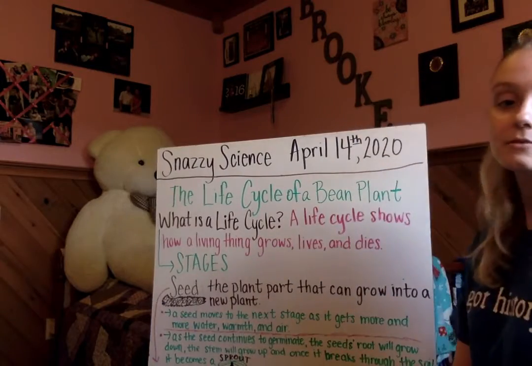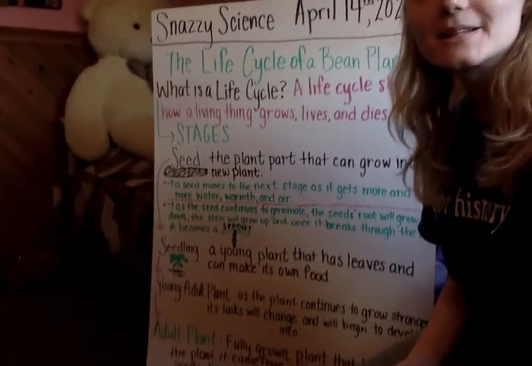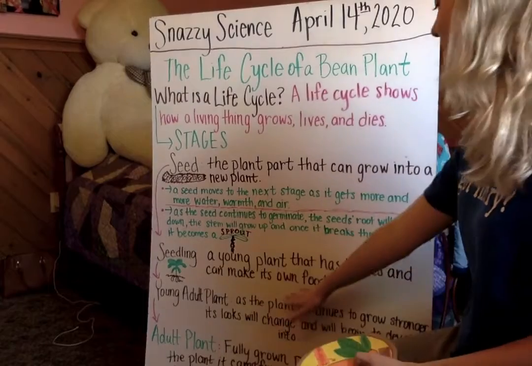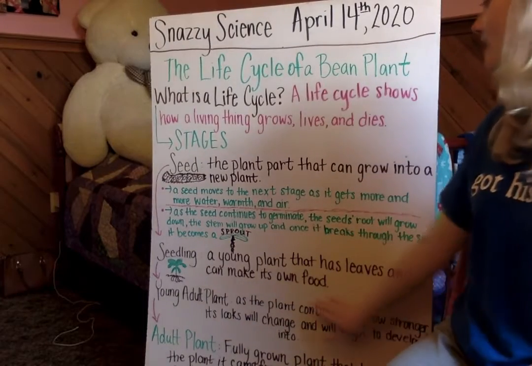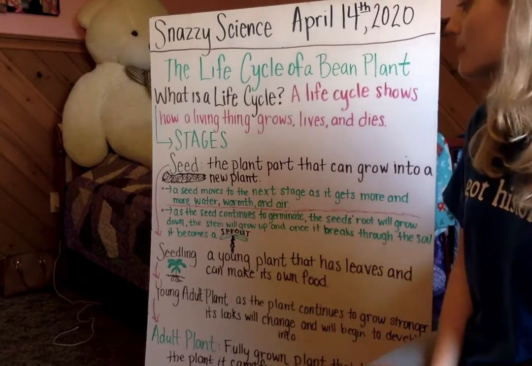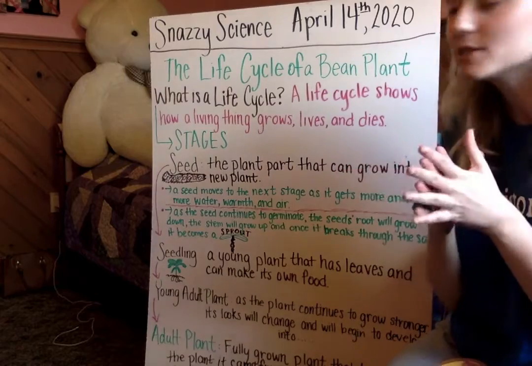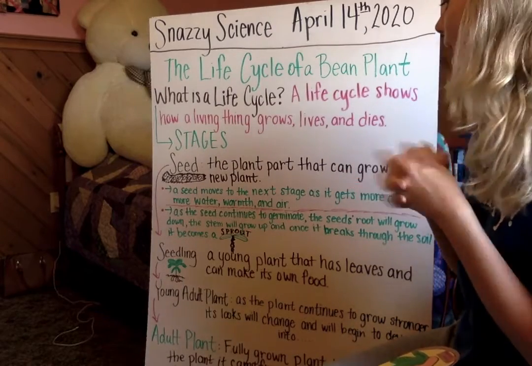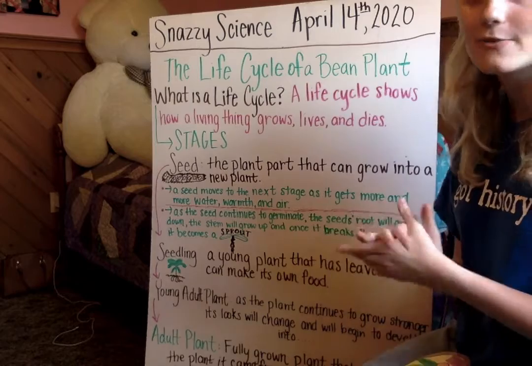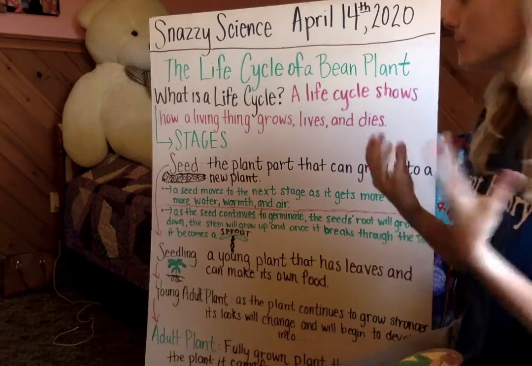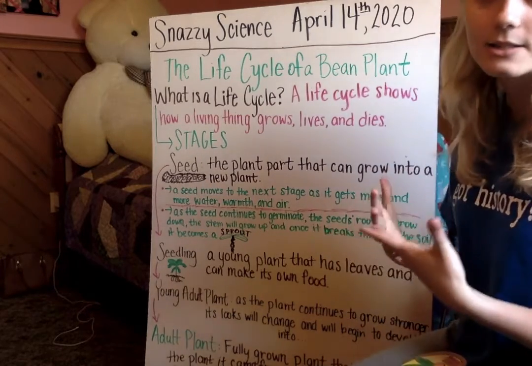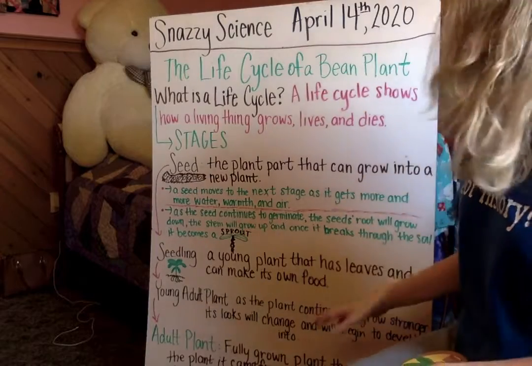And a seedling, oh, you guys can't see that? That's okay. So a seedling is a young plant that has leaves and can make its own food. So now a seedling has more leaves, it's able to stick out more from the ground, and it's making its very own food, so that's a very big step. But as a seedling, it's not developing fruit yet.